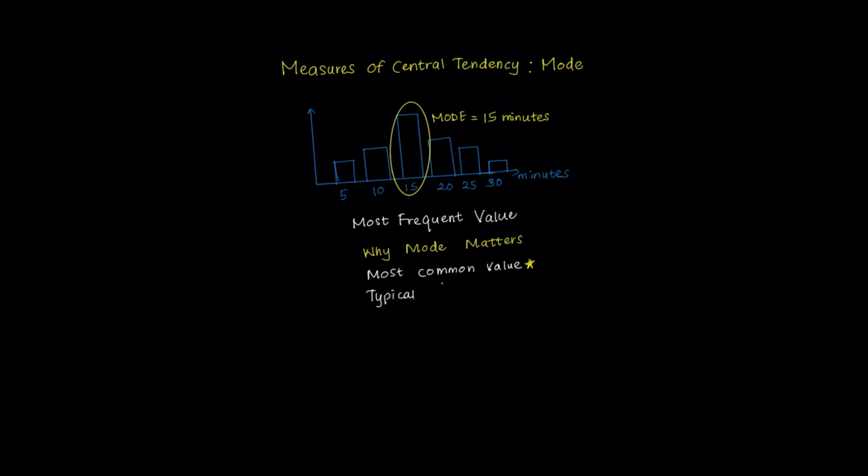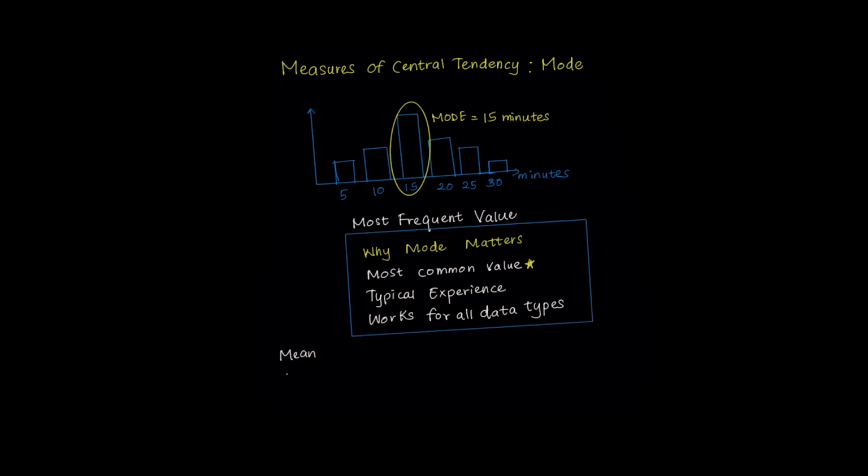In a hospital emergency department, knowing that the mode wait time is 15 minutes tells administrators that 15 minutes is the most common patient experience, even if the mean might be higher due to some very long waits. The mode is particularly useful for understanding typical experiences and is the only measure of central tendency that makes sense for nominal or categorical data.